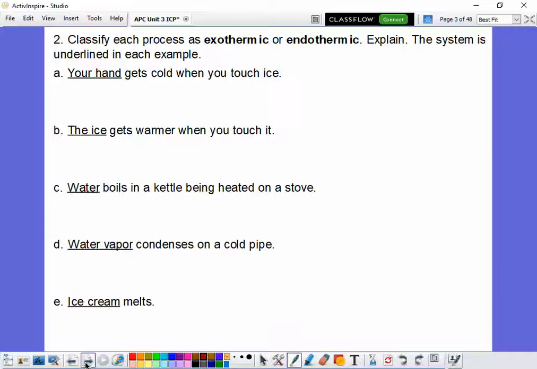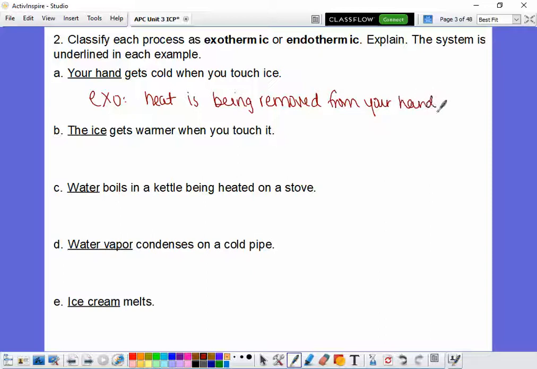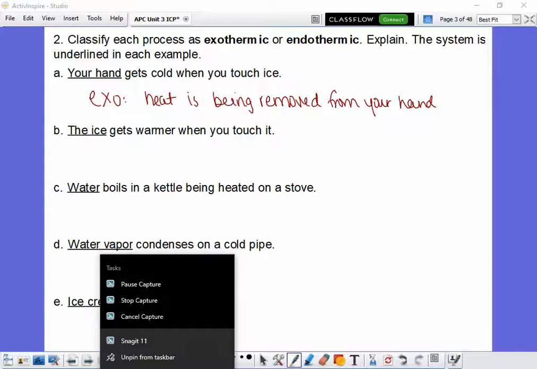Your hand gets cold when you touch ice. Okay, so your hand gets cold. Is your hand gaining or losing energy? It's losing, so therefore in terms of your hand, what is that? Exothermic. Because heat is being removed from your hand. Okay? So now go ahead and take a minute to figure out the other 4.